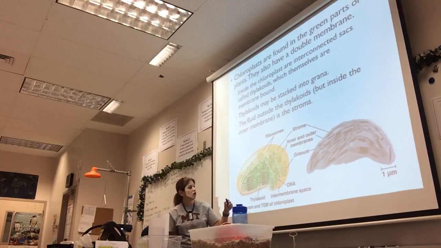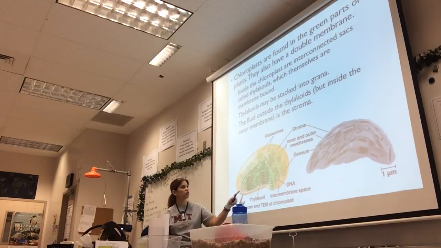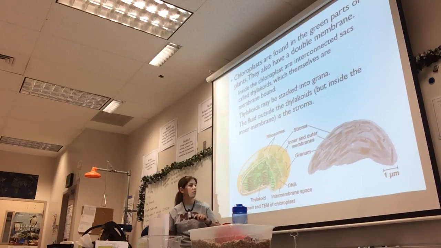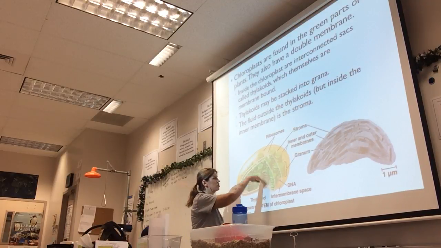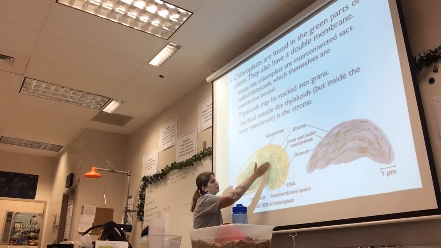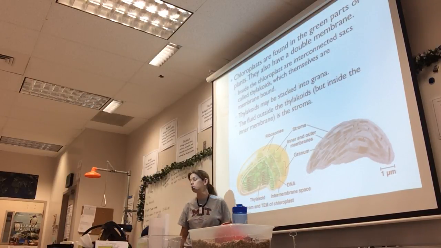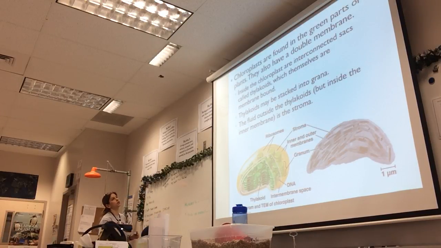Instead of having loads of membrane in the form of infoldings here, we have extra membrane in the form of thylakoids. They look like hamburger buns. When you stack the whole thing together, we call it a granum. The fluid on the inside is called the stroma. So that's the structure of your chloroplast.